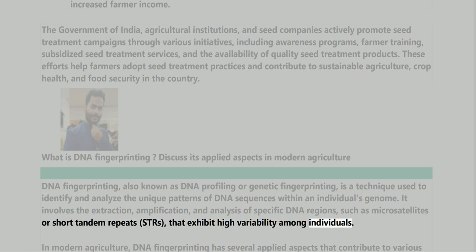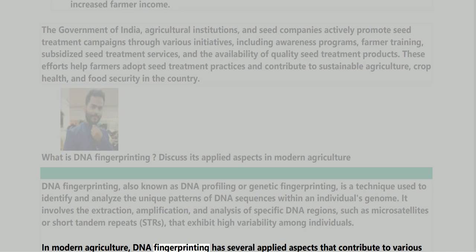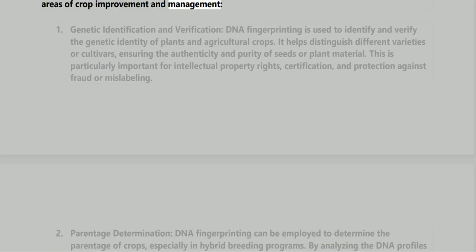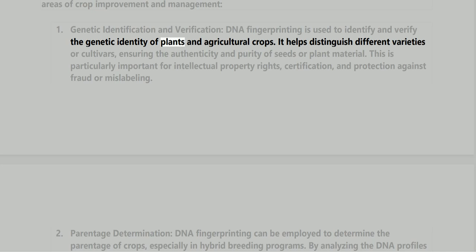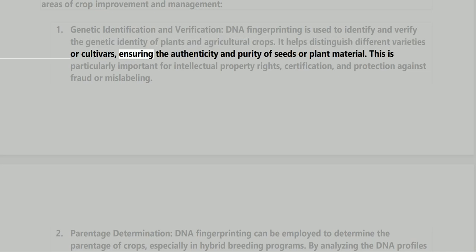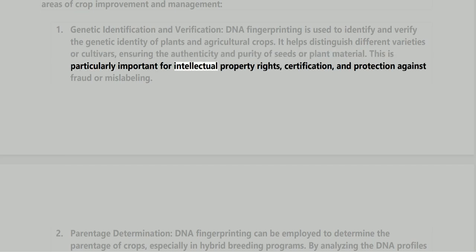In modern agriculture, DNA fingerprinting has several applied aspects that contribute to various areas of crop improvement and management. 1. Genetic identification and verification. DNA fingerprinting is used to identify and verify the genetic identity of plants and agricultural crops. It helps distinguish different varieties or cultivars, ensuring the authenticity and purity of seeds or plant material. This is particularly important for intellectual property rights, certification, and protection against fraud or mislabeling.